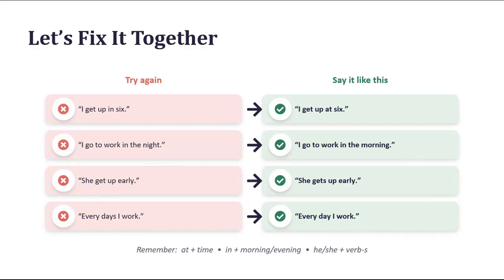She get up early. No, you will add s or es with the main verb get. With he, she, it, and a singular noun, we add s or es in the simple present tense. So, she gets up early. Every days I work. No, it is not every days, it is every day I work.